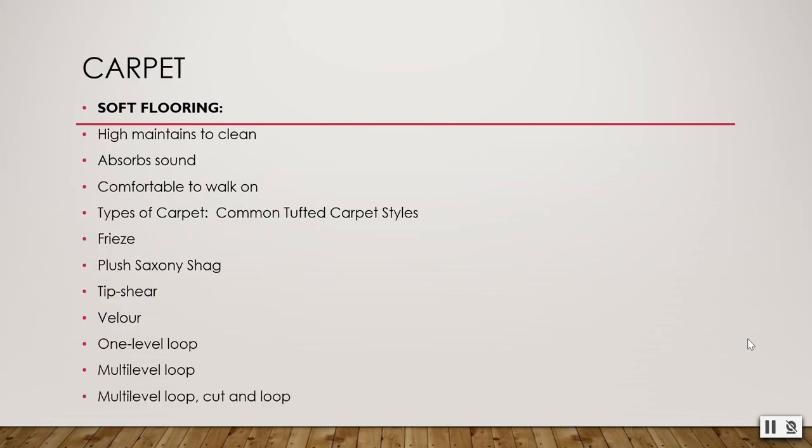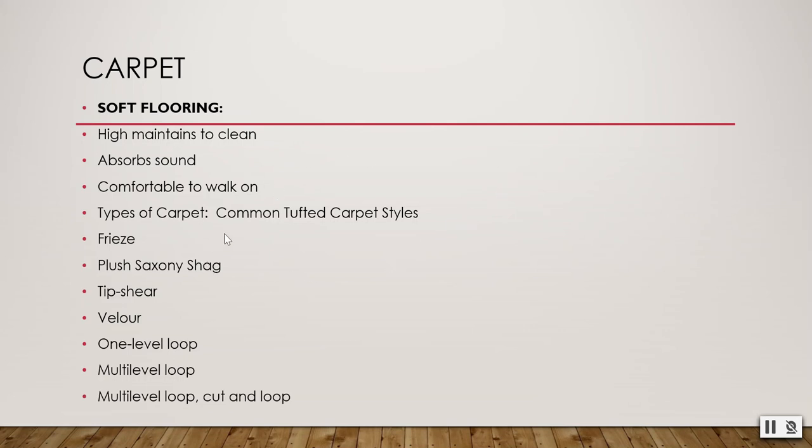Okay, that's the most common type of flooring. And when do you add carpet and what is it for? Carpet has many different types and styles, and these are some of the benefits. Carpet is a little high maintenance, as we know, to clean, but it does absorb sound. That's why people like it. It's very comfortable to walk on, and there are different types of carpet that we commonly use.